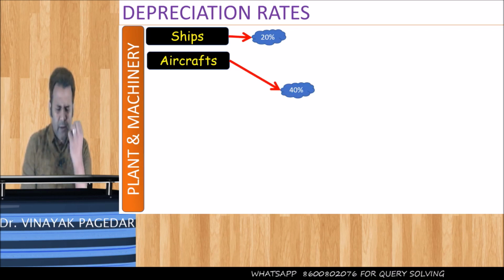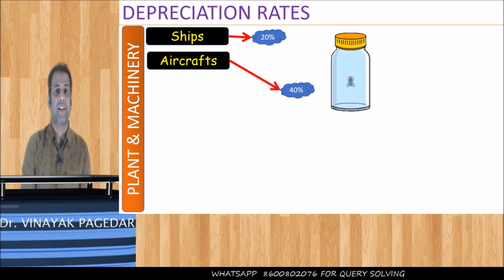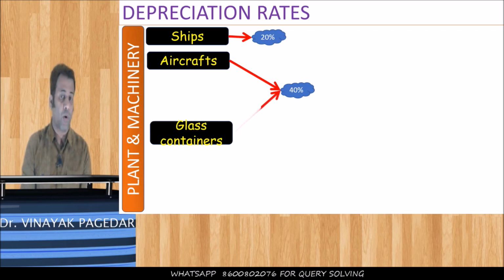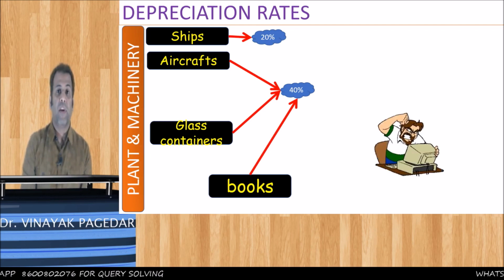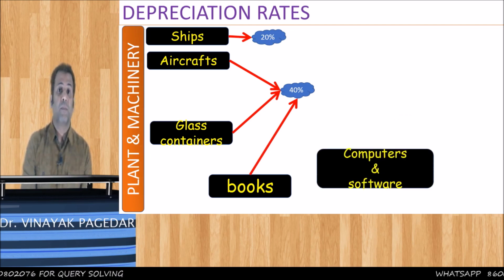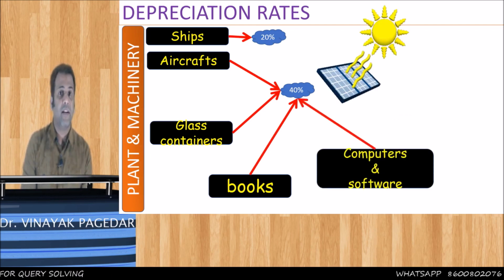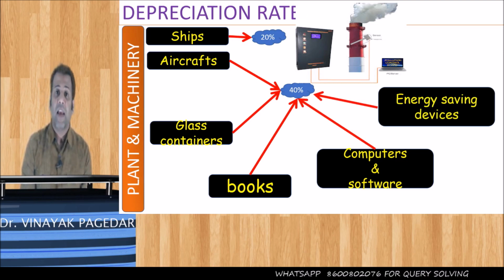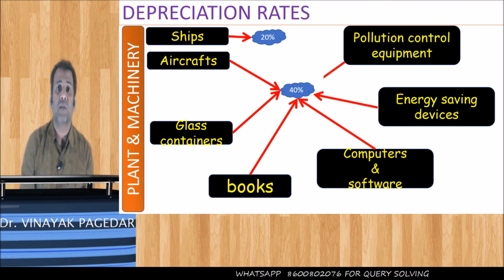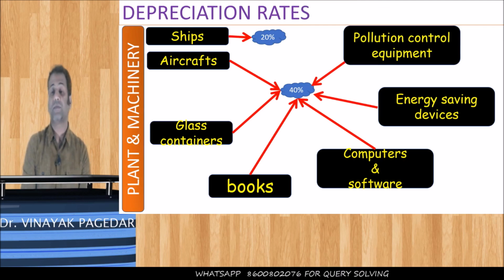Then what did we have? You can literally think of the pictures. We had a glass container. Glass containers were at 40%. After that, books, yes, books were at 40%. Any books, remember, any books go at 40%. Okay, then what did we have? The computer software, computer related devices, all at 40%. The solar panels, that is the energy saving devices, at 40%, and the pollution control equipments also at 40%.